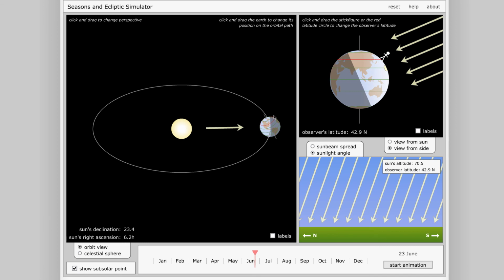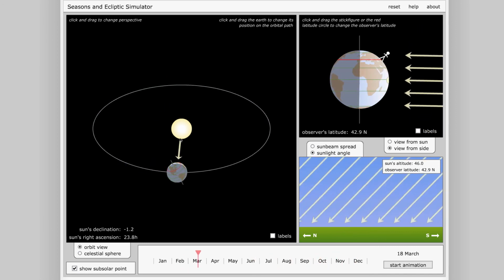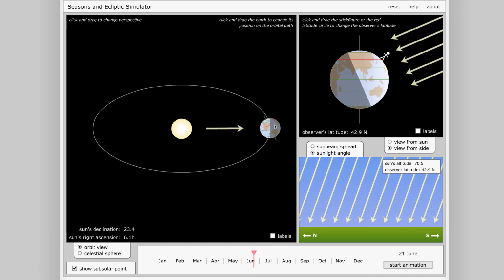So if we move to a lower angle, it'll look like this. If we move to a higher angle, it'll look like this. Higher angle is warmer temperatures, lower angle would be cooler temperatures. So let's take a look at this and see why we have seasons.